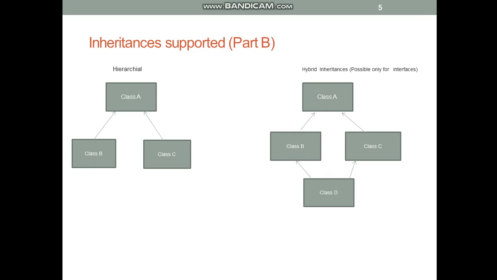Class B and class C are the direct child classes of class A. Also, there is a derived class, class D, which can acquire attributes from class B and class C. So this is a composition of both hierarchical and multi-level inheritance. So we call it hybrid inheritance. So let's move forward.